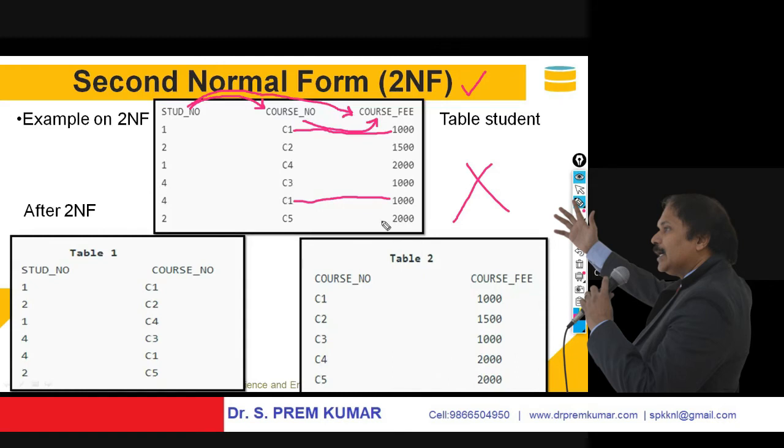What is the flaw in this table? What is the problem in this table? As I told you previously, there will be updation anomaly, deletion anomaly, and insertion anomaly. You'll be facing some problems.